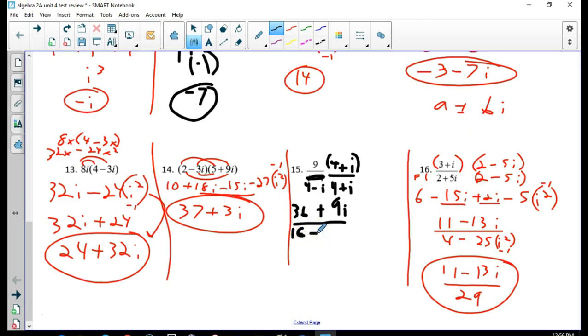Minus times the positive is negative, and we have i squared. But remember, this quantity is really a negative 1. So what we're saying is 16 minus negative 1, which is 17. And that's your new denominator. And the numerator stays 36 plus 9i. Final answer.